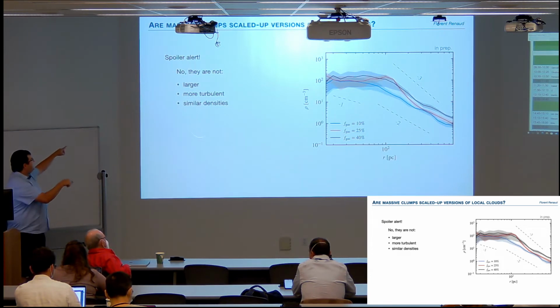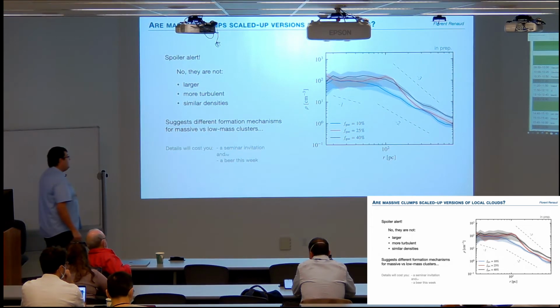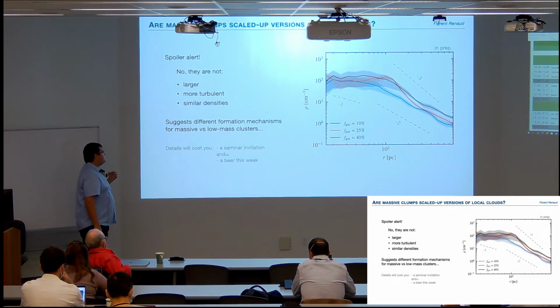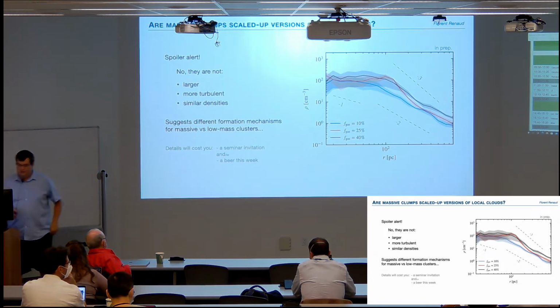So if you plug this information all together, that tells you that these clumps cannot be on the same Larson scaling relation as local molecular clouds. Therefore, it suggests a different formation mechanism for massive clusters and for low mass clusters. And again, I'm opening Pandora's box, so I should not say any more. If you want to hear more, these are my conditions.